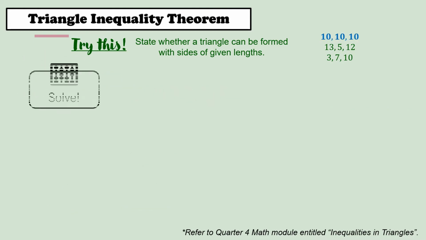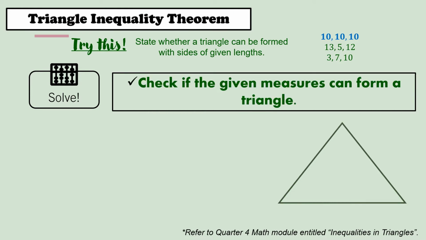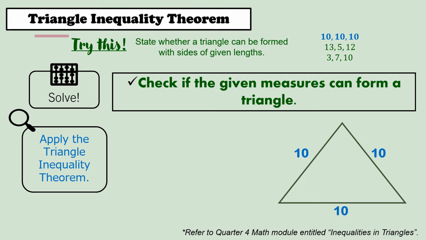Let us solve the problem. We are checking if the given measures 10 units, 10 units, and 10 units can form a triangle. To do that, we are going to apply the triangle inequality theorem and see if the measures can satisfy it.